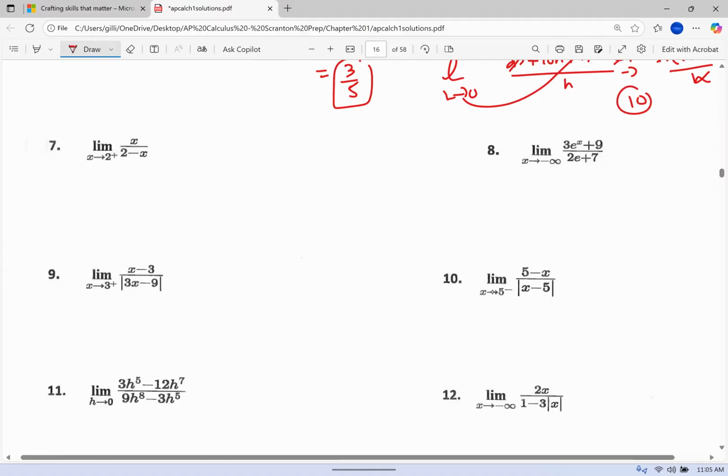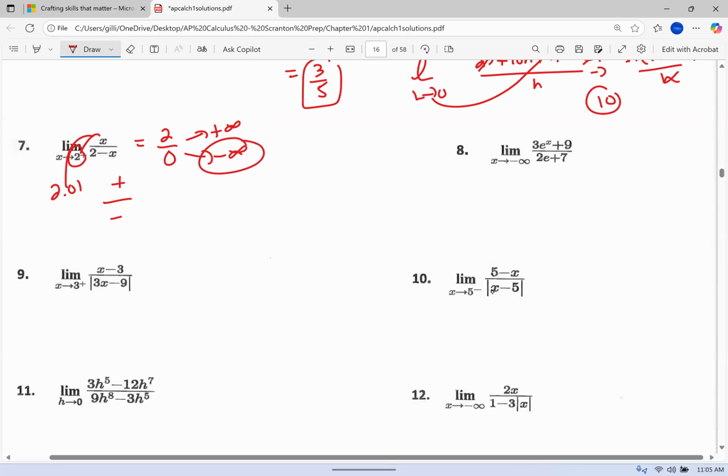In number 7, I'm going to replace x with 2, so I'll get 2 over 0. It means I can give it a positive or a negative infinity. If I pick a number to the right of 2, like 2.01, and put that in for x, I'll get a positive. Then 2 minus 2.01 is a negative, and a positive over a negative will kick that to negative infinity.